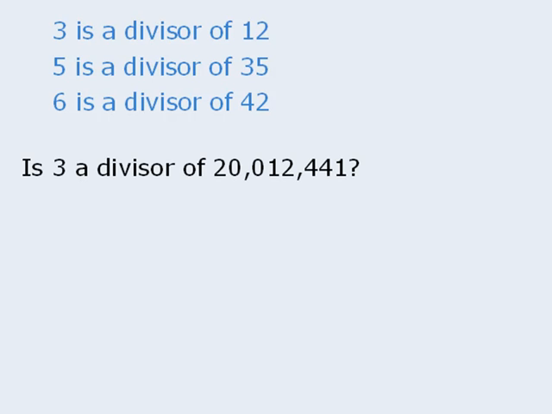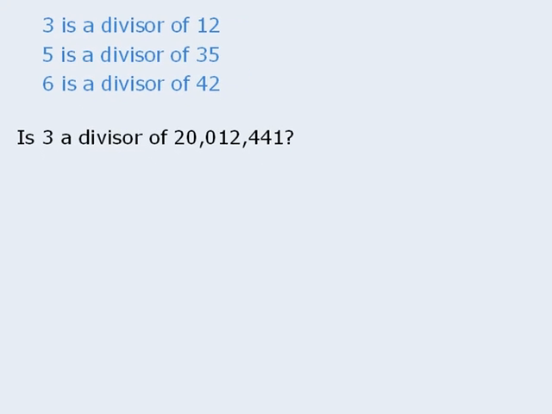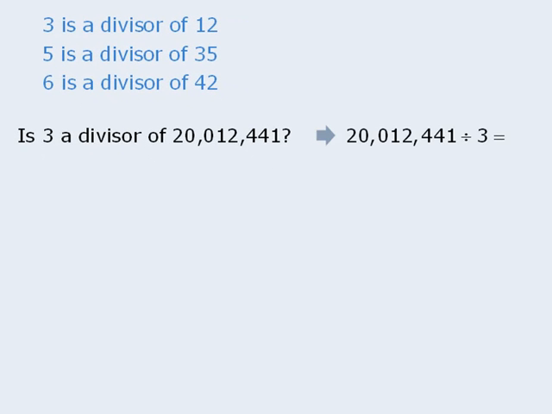For example, is 3 a divisor of this number? In other words, is 20,012,441 divisible by 3? Well, it's hard to tell. We could divide 3 into this number to find out if there is a remainder, but this would take too long. A faster approach is to apply some useful divisibility rules, which we'll learn in this lesson.